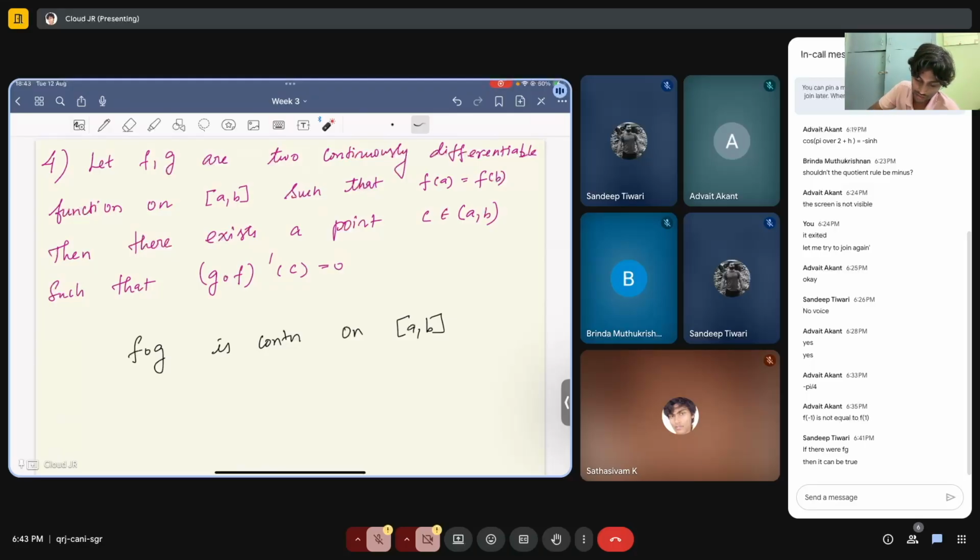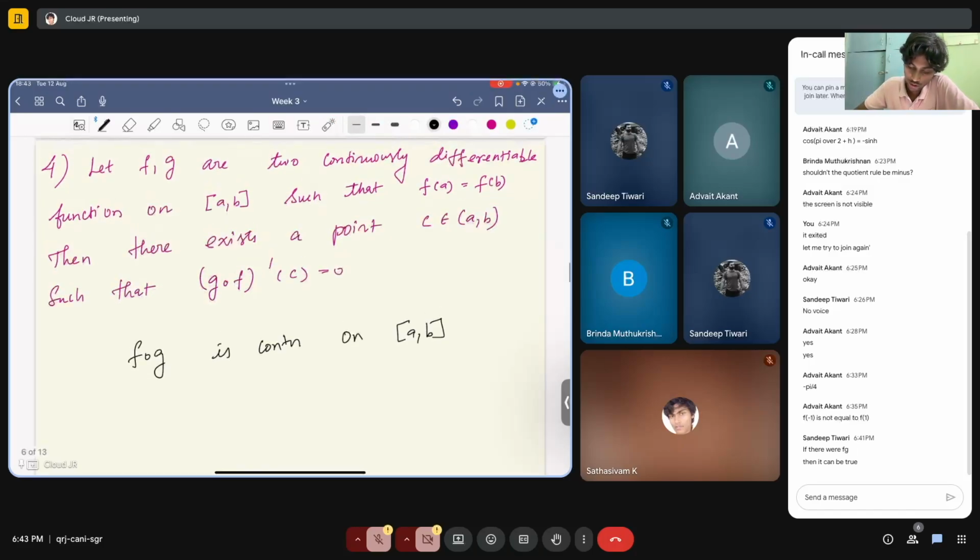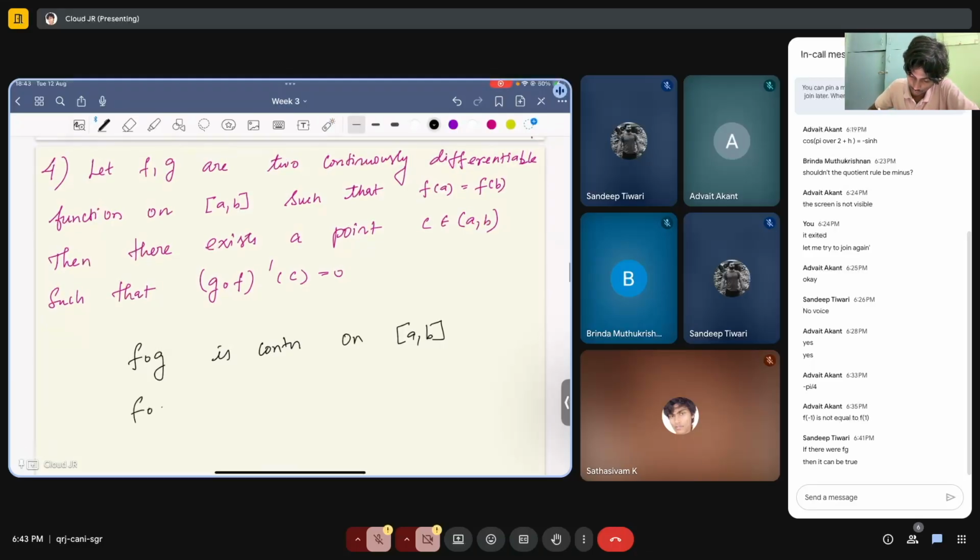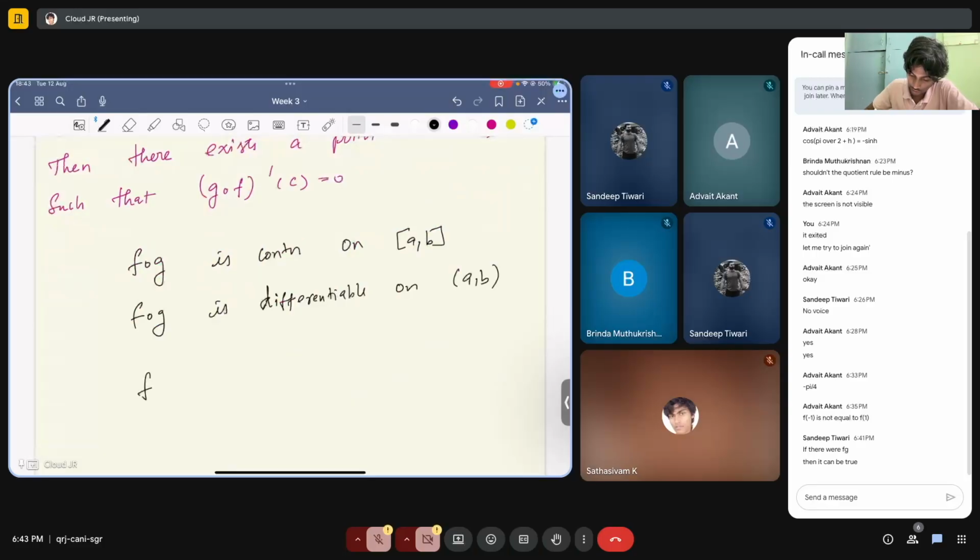But anyway, you just assume that the composition makes sense. Okay, so this is a continuous function. Now you're given that these are continuously differentiable functions. So basically, a composition of differentiable functions is also differentiable. So you get that the composition is differentiable on the open interval (a, b). Okay. So now what you also have is f of a equal to f of b, right?